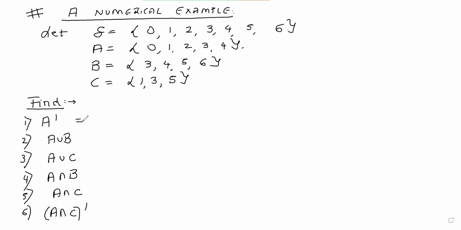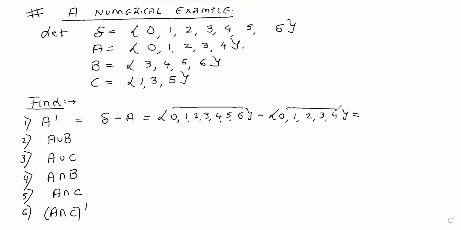How do I find A complement? Very simple. From the sample space, subtract the elements of A. So the sample space is 0, 1, 2, 3, 4, 5, 6. From this, you subtract all the elements of A. The elements of A are 0, 1, 2, 3, 4. So from 0, 1, 2, 3, 4, 5, 6, if I subtract 0, 1, 2, 3, 4, what do I get? 5 and 6. This is how we do the difference between two sets. Again, students should have some basic knowledge of set theory, how to add and subtract sets.